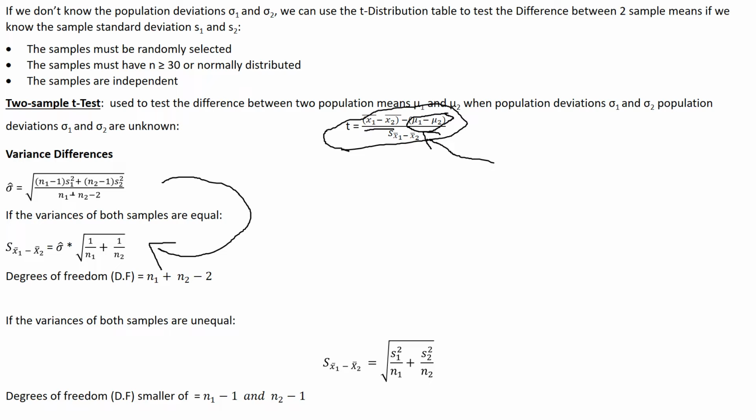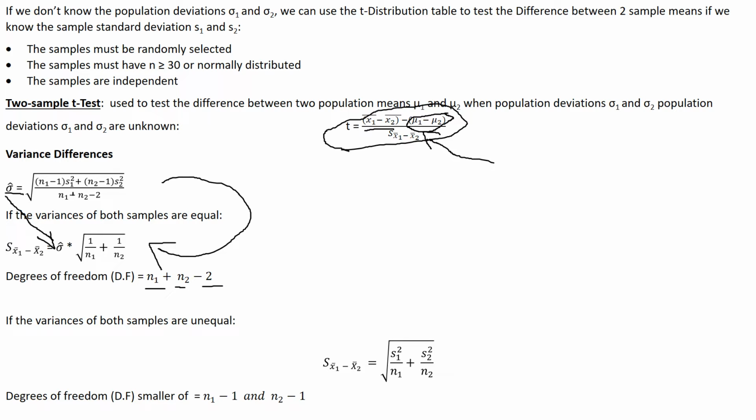And then once we have this right here, this deviation hat, we multiply that answer times the square root of 1 over the number of samples of the first sample plus 1 over the number of samples of the second sample. We use our t-table, and our degrees of freedom are the number of samples for the first one, number of samples for the second one, minus 2 rather than minus 1 because we have two different sets.